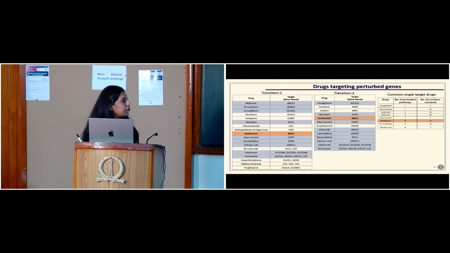And there were a few common single targeted drugs, and oseltamivir was one of the drugs, which was targeting NEU1, a neuraminidase. Oseltamivir is a neuraminidase inhibitor, generally used for influenza A and B virus. And we observed that this oseltamivir was majorly involved in many perturbed pathways, and it was catalyzing many reactions. So we chose this oseltamivir for our further in vitro validation.